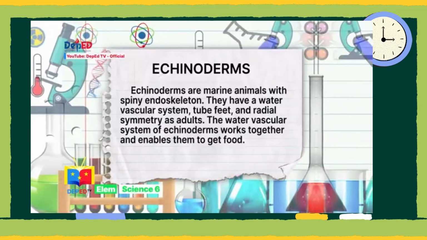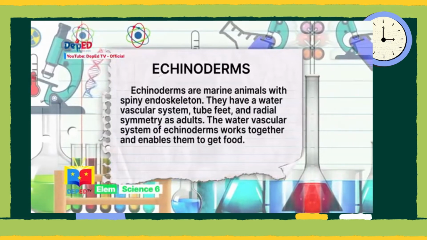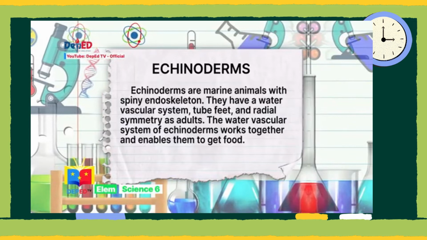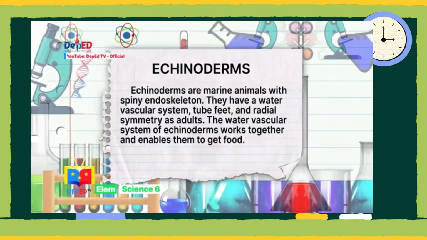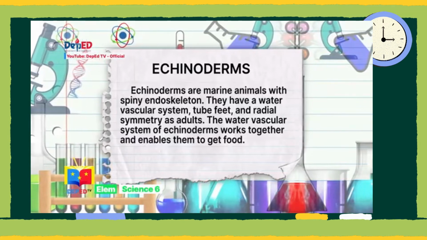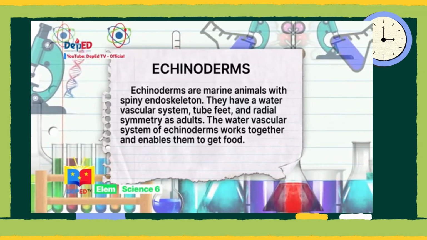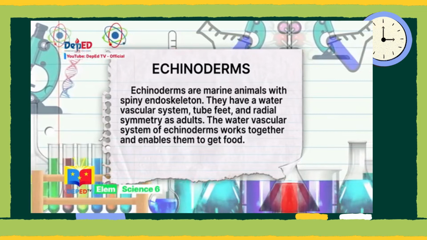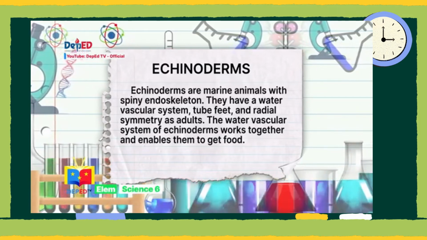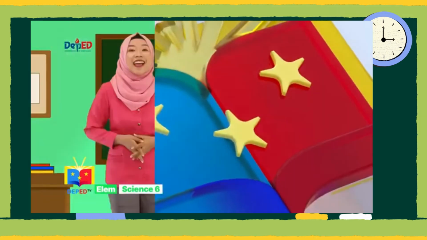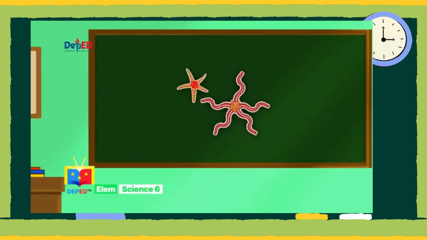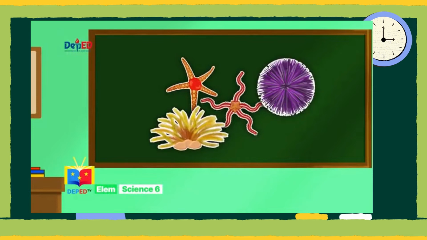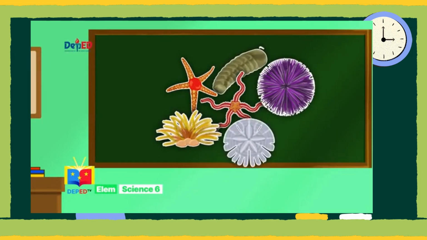Echinoderms are marine animals with a spiny endoskeleton. They have a water vascular system, tube feet, and radial symmetry as adults. The water vascular system of echinoderms works together and enables them to get food. The examples of echinoderms are brittle stars, starfish, sea urchins, sea lilies, sea cucumbers, and sand dollars.